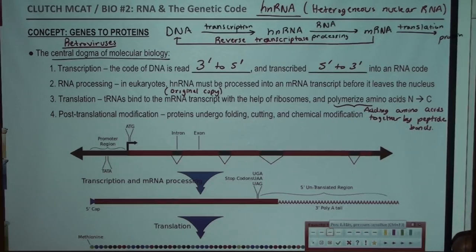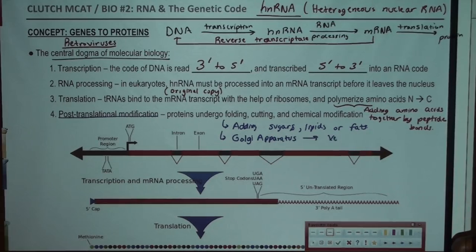And then even after you make the protein, you can do post-translational modifications. So that protein can be modified even more. Here we can add a lot of things to it, like sugars, lipids, or fats to those proteins that we make. And then some of that protein can be packaged by the Golgi apparatus, then packaged into vesicles, and they exit the cell by exocytosis. So basically, that's a majority of what we're going to be talking about today. These 4 major ideas.